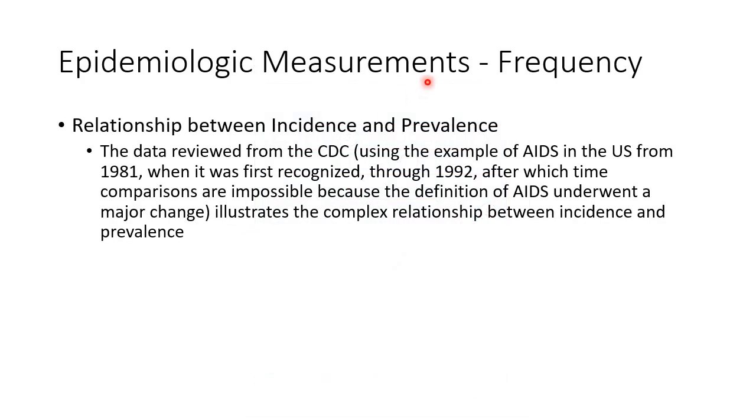Okay. So going back to frequency, again, we're looking at the relationship between incidence and prevalence here. This is a good example looking at tracking AIDS early on and the genesis of the disease itself. Looking at data being reviewed from the CDC, this is actually information using AIDS data from 1981, when it was first discovered, up through 1992.